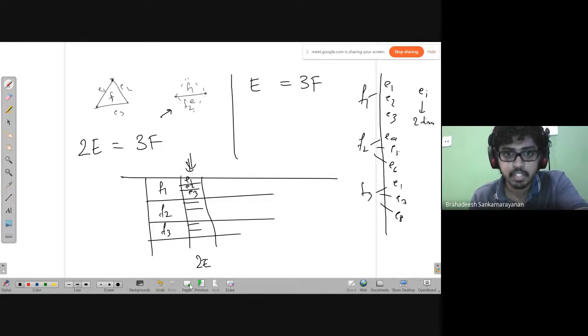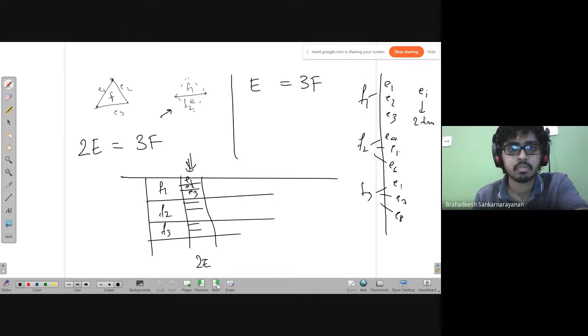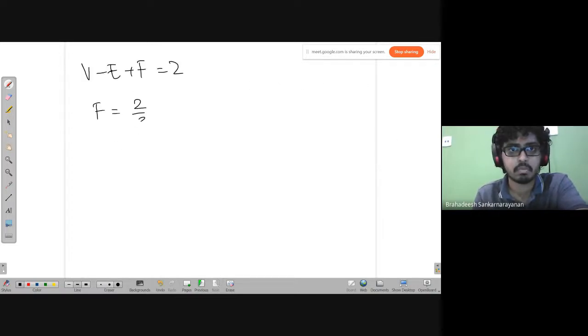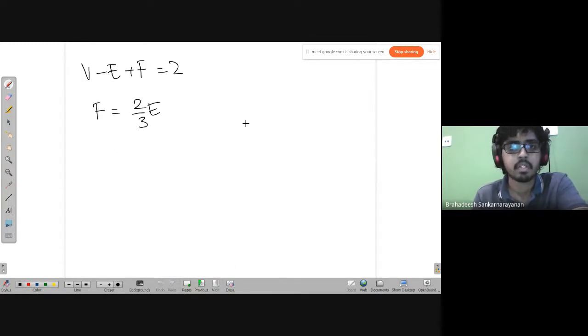On the one hand, we have v minus e plus f is equal to 2, thanks to Euler. We also have f is equal to 2/3 e. Plugging it back in, what do we get? V minus e plus 2/3 e. That is v minus 1/3 e is 2.